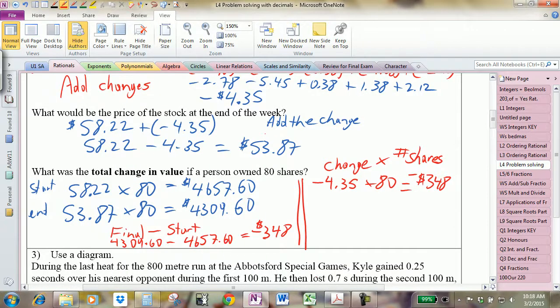Who can put that into a short sentence, please? Really brief. Delano? The person lost $348. Exactly, right? So the person lost, or the change was $348. Or the value of the shares dropped by $348. Something like that. Any questions?